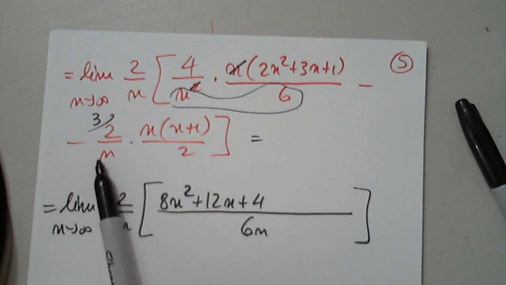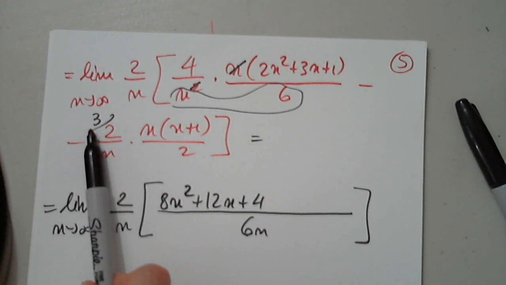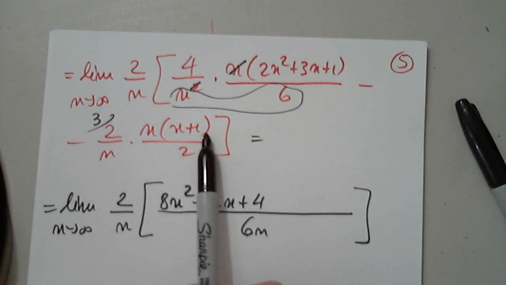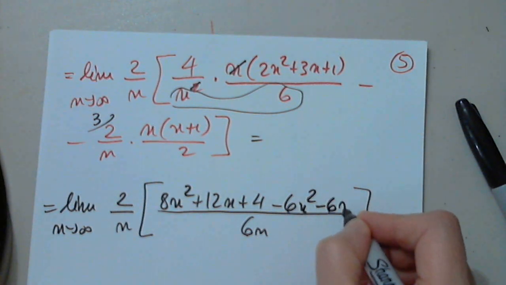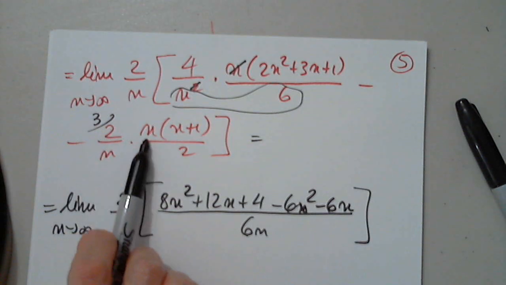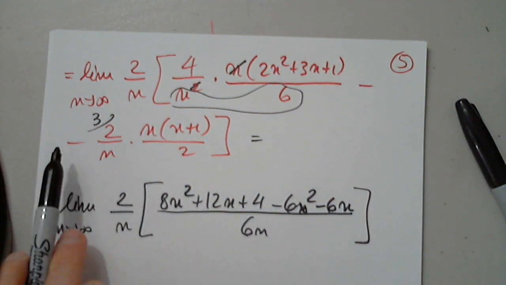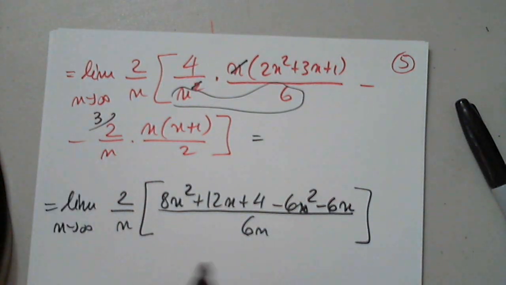Careful now, because the denominator again was 2n. I need 6n, so that's why I need to distribute 6n to these two with minus. Minus 6n squared minus 6n. 6 times n with minus in front. 6 times n times 1 with minus in front.